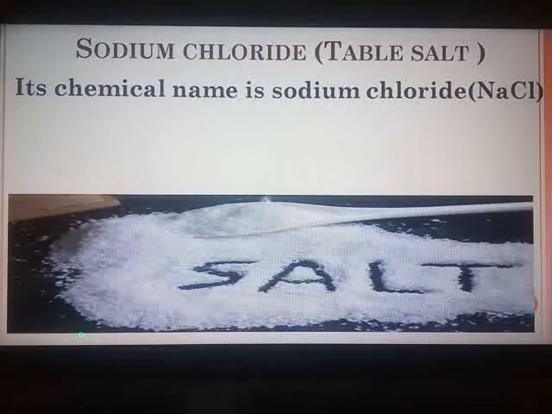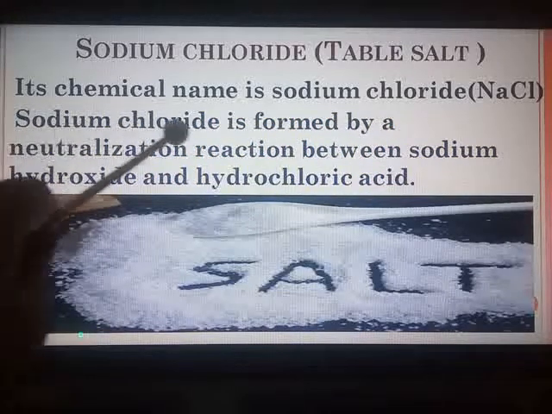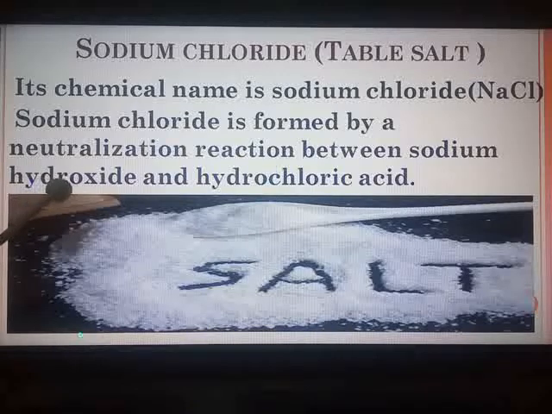Now, sodium chloride is a salt we have studied in detail when we studied the ionic compounds. It is formed from sodium and chlorine. How it is formed, that also I have told you. So the chemical name is sodium chloride. Now this sodium chloride is formed by a neutralization reaction between sodium hydroxide, that is a base, and hydrochloric acid, which is an acid.